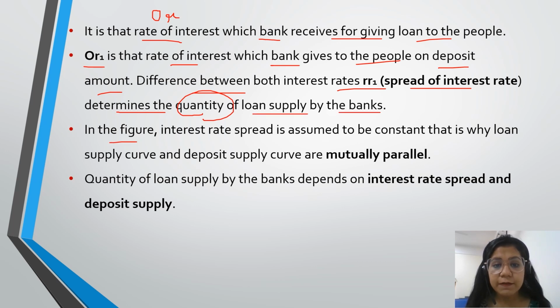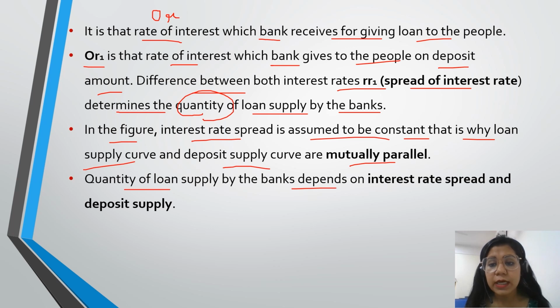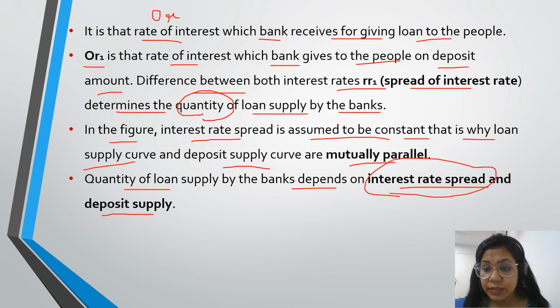So in the figure we saw that the interest rate spread is assumed to be constant, and that is why the loan supply curve and the deposit supply curve were mutually parallel. The quantity of loan supply by the banks depends on the interest rate spread and the deposit supply. The interest rate spread is the difference between the interest rate charged on loans and the interest rate given on deposits. So on both of these, the quantity of loan supply depends. Now let's go to the next slide.